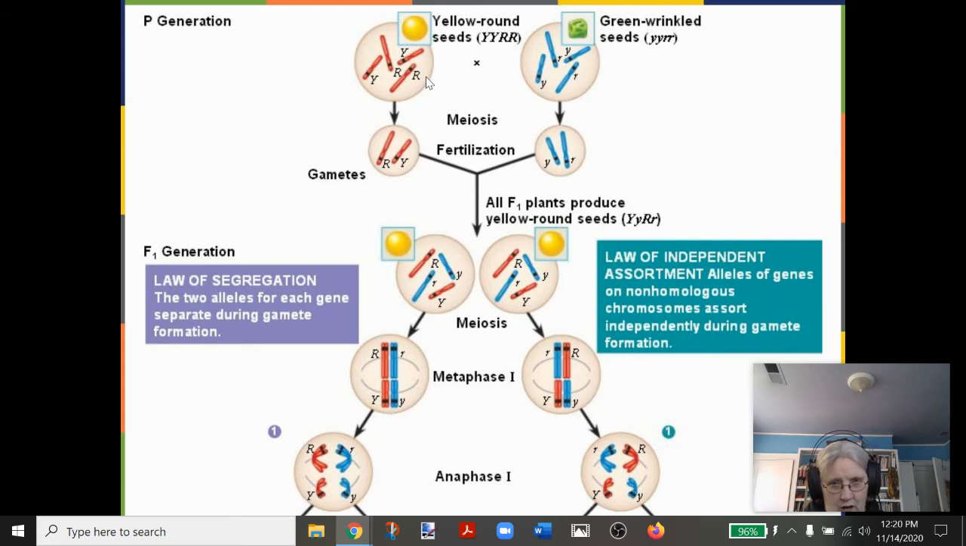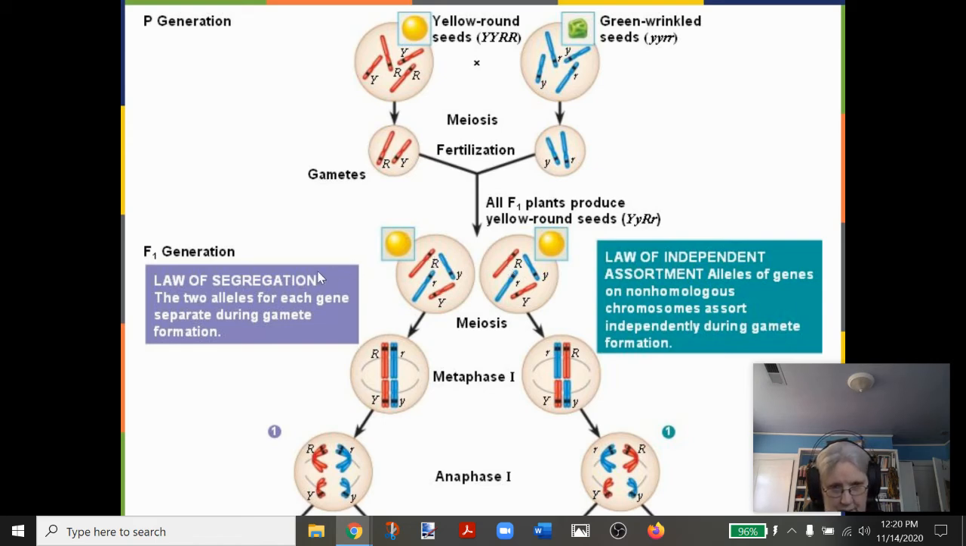When these two are crossed, they produce gametes. Big R, big Y is the only choice here because they only got big R and they only got big Y. Little y, little r is the only combination we can get here. That produces an F1 plant that is dihybrid or heterozygous for both genes. Now we cross 2 F1s together to try to produce the F2s.